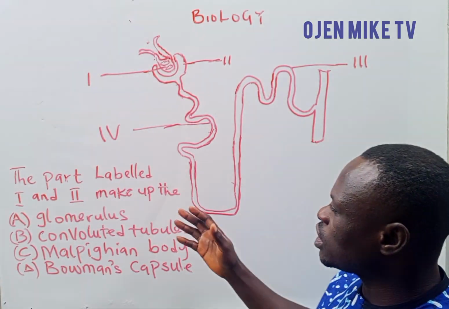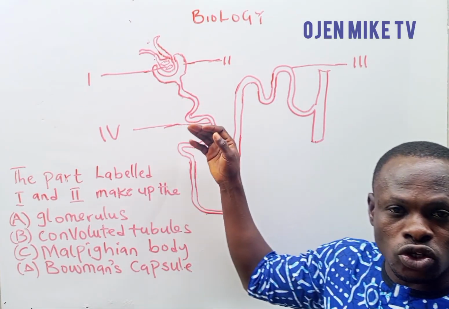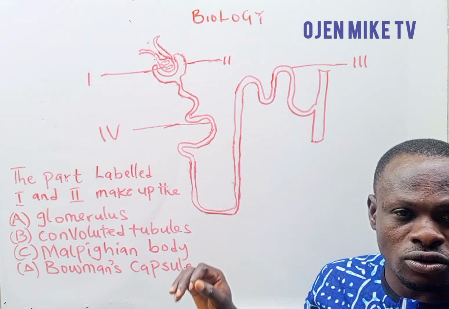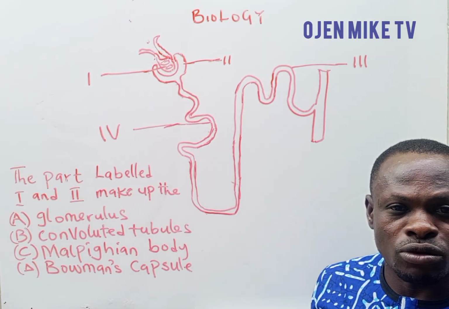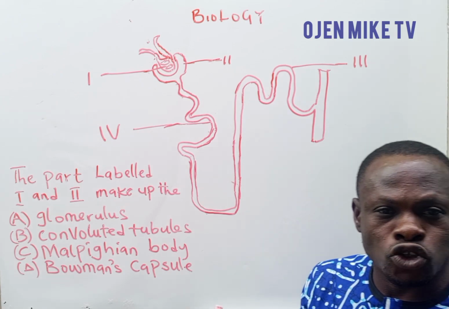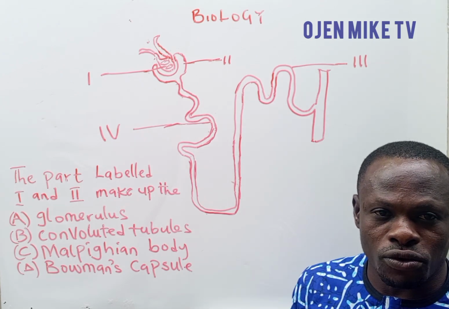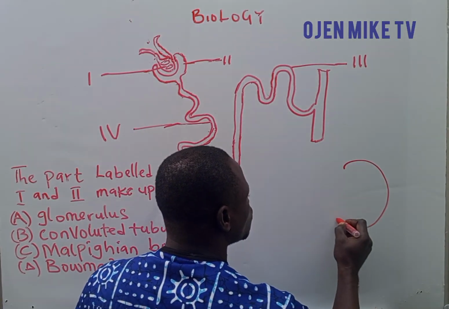Now, before looking at the parts, let me explain this structure for you. This structure is a typical structure of a nephron. The kidney has over 1 million nephrons that filter substances that lead to the formation of urine. Is that understood? If you look at the kidney, of course, humans have how many? Two kidneys.